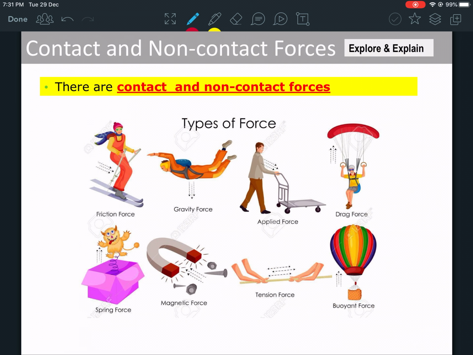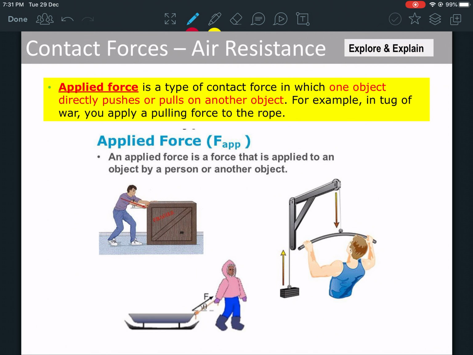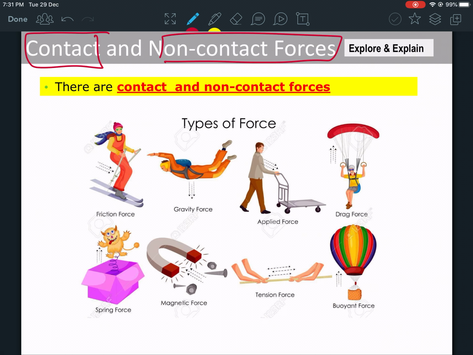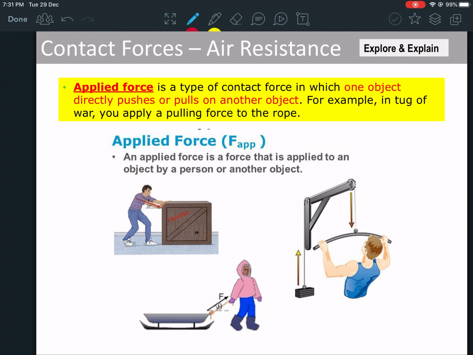So we have two types of forces. We have contact and non-contact. Contact forces are basically forces that require touch. Let's go look at this. For example, this is one example of a contact force. Now we're going to see the contact forces. These are all the types of forces. We're going to see them in detail later on.